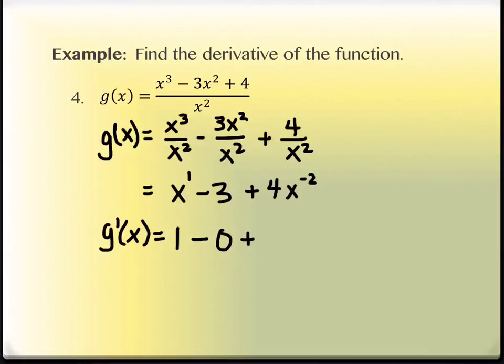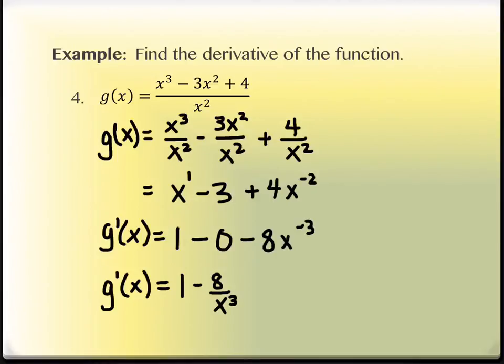So what's negative 2 times the 4? That's negative 8. X to the negative 3rd. And if this were the gateway, you'd stop right here. Okay? But it isn't. So you're not going to stop right here. You're going to take one more step. You're going to get a 1 at the beginning. I don't need to write down the minus 0, right? But I do need to change the negative 8x to the negative 3rd. Negative 8 over x cubed. And this is a perfectly reasonable way to leave it written.